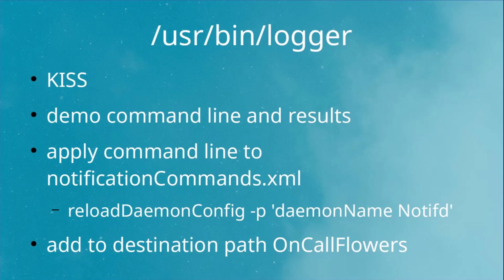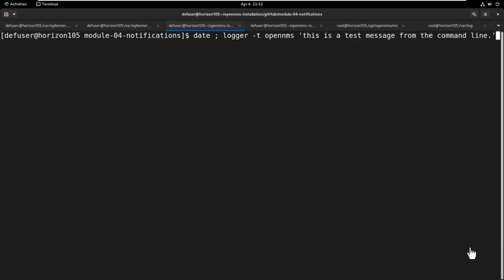This is basically the process that will be followed. The first step is to demo the use of the logger command. Apply the command's full path and arguments in order to build its configuration in notification-commands.xml. Add the external command's name to a destination path. Use On-Call Flowers.